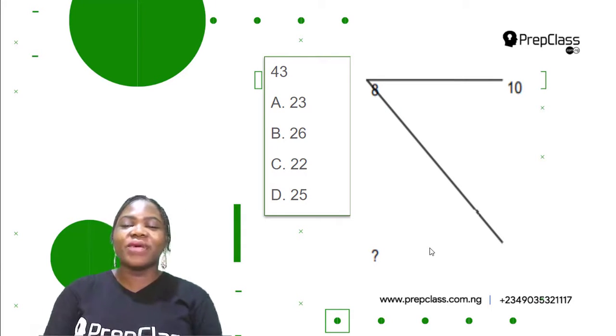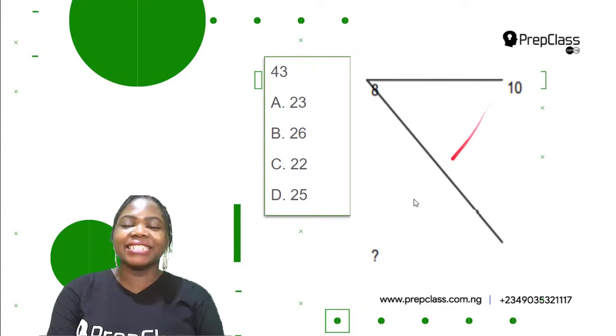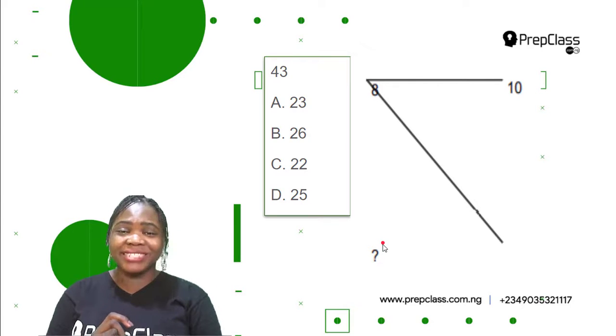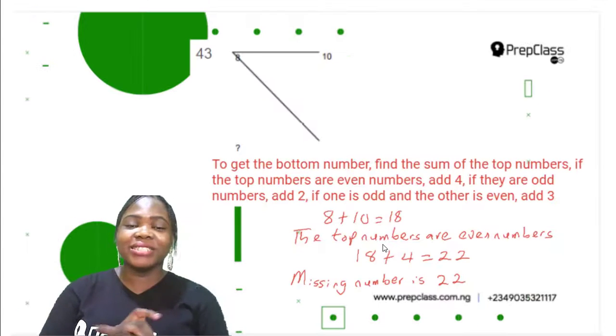Number 43. So we are given the two top numbers as 8 and 10, and then the bottom number is missing. You should be able to do this by yourself now, right? So can you pause this video, do it yourself, and see if you will get the correct answer. All right, so let's do it together now.